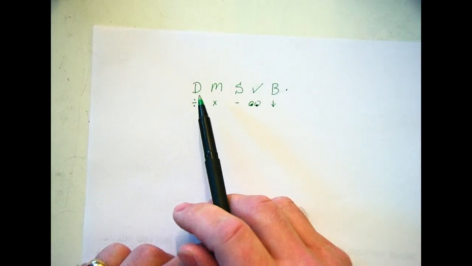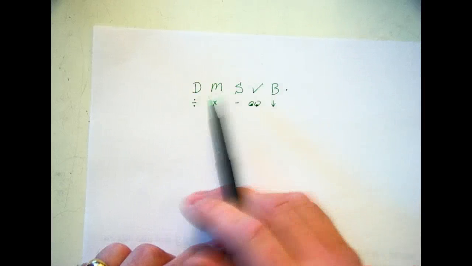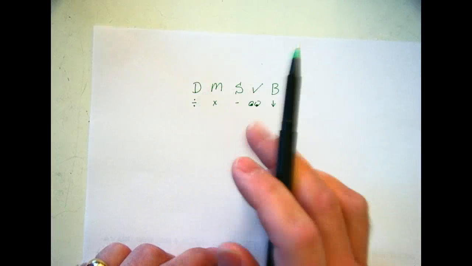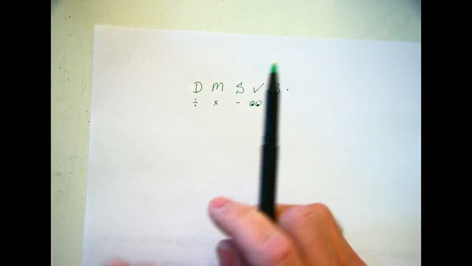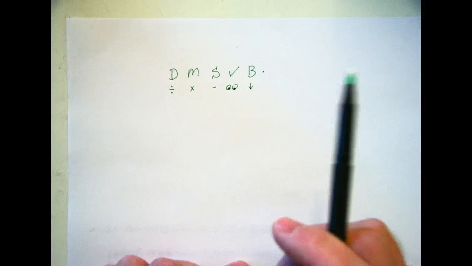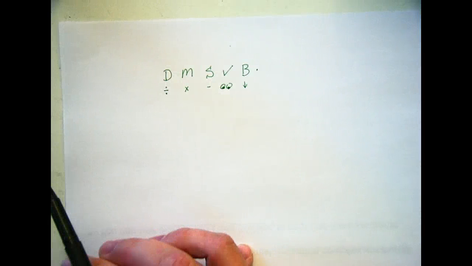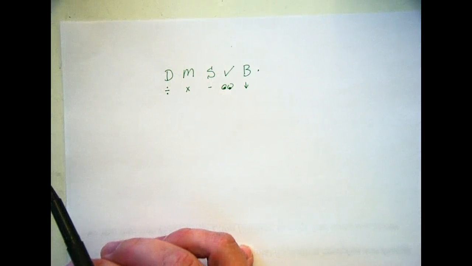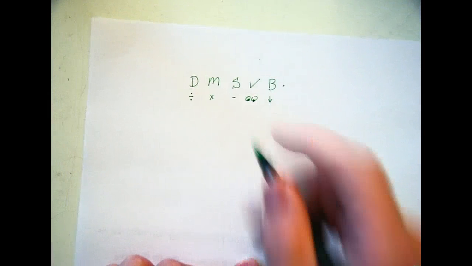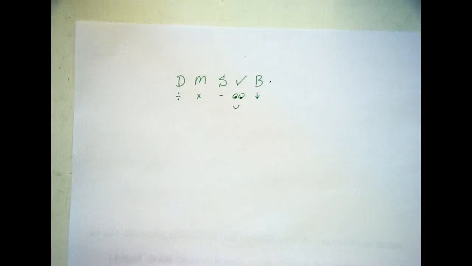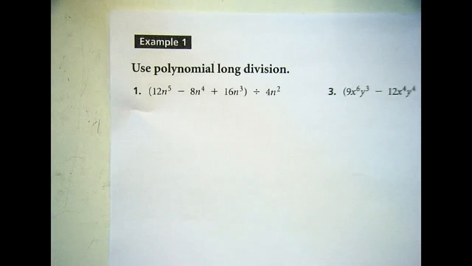I thought that was a pretty creative one. Now, I know there's other ways to remember, and you may come up with your own, but dirty monkeys smell very bad. I'm assuming it's true. I've never actually smelt a dirty monkey. But there you go. Divide, multiply, subtract, check, bring down. Those are the steps. Those are eyeballs, yes. So as we're going through this process today, we're going to follow those steps.